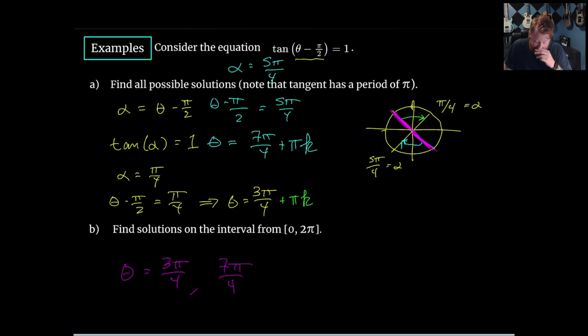So we did that one a little bit backwards. We found all the solutions first, and then we just figured out which ones were on our interval. So there we go, a bit of a different looking problem where the argument has a bit more going on than just the angle that we're trying to solve for.